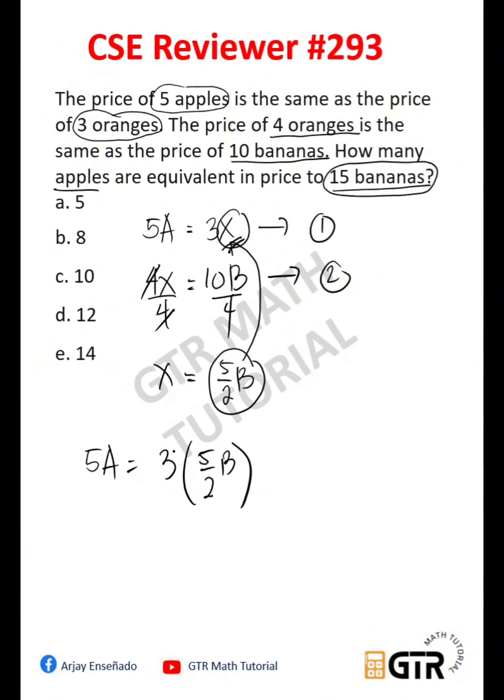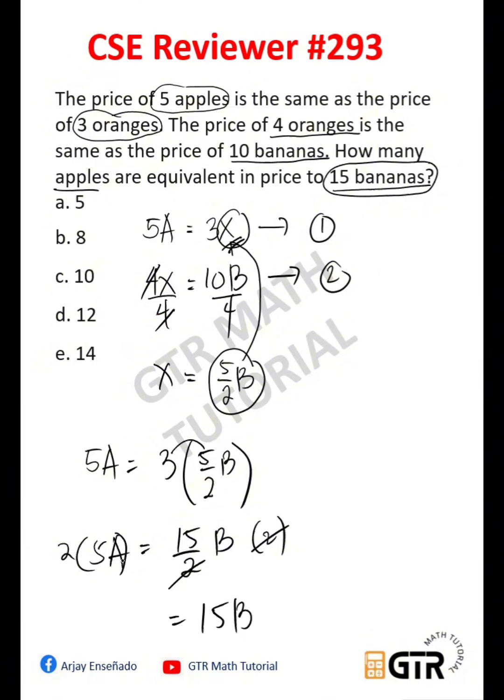As you can see, if we multiply 3 times 5 over 2 b, we will get 15 over 2 times b. So we now have the 15b. We have 5a is equal to 15 over 2 times b. Just multiply both sides of the equation by 2 so that we can cancel the 2. So we have 15b equals 2 times 5a, which is equal to 10a. Therefore, 15 bananas is equal to 10 apples.